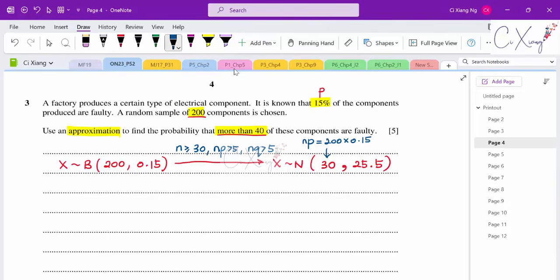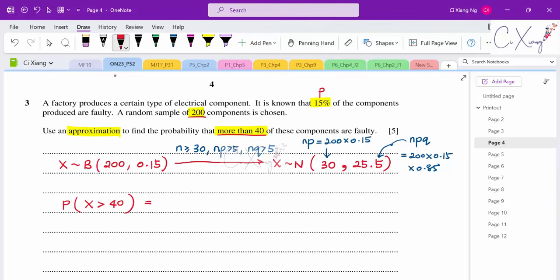Okay, so again, for understanding purposes, this one is actually npq, which equals 200 times 0.15, then times 0.85. Okay, all right. Then after you get the mean and also the variance, of course, you can continue to do the calculation for probability. So they're asking for more than 40 of the components are faulty. So the number of faulty components is more than 40, more than, so no equal sign, okay?